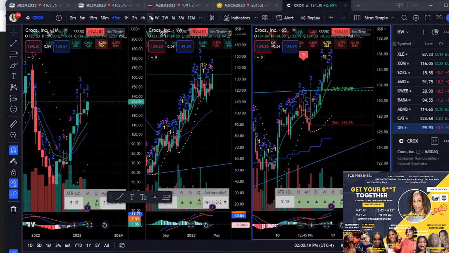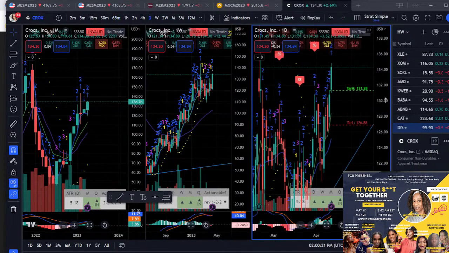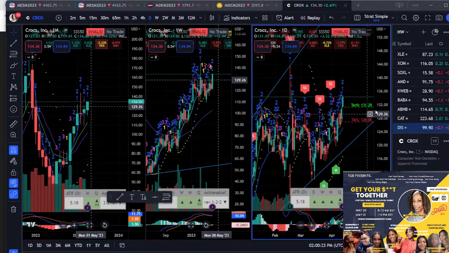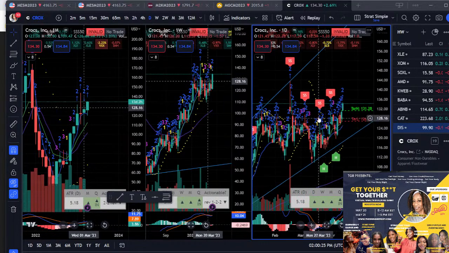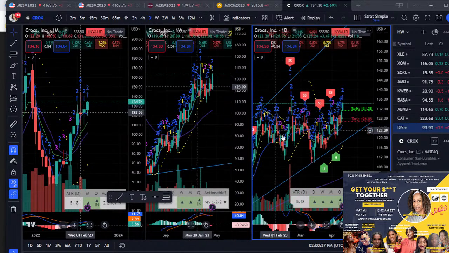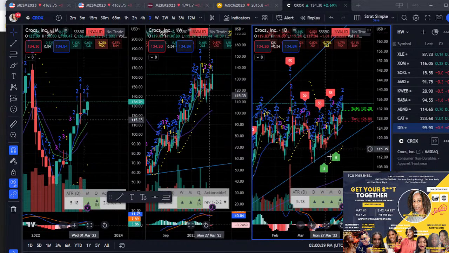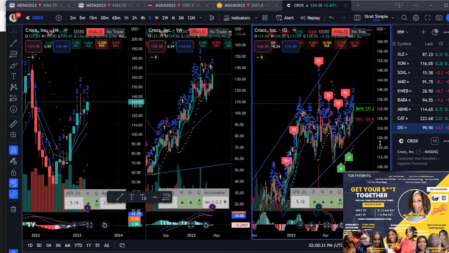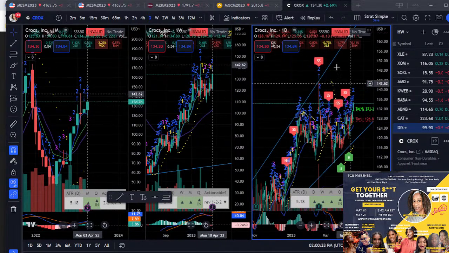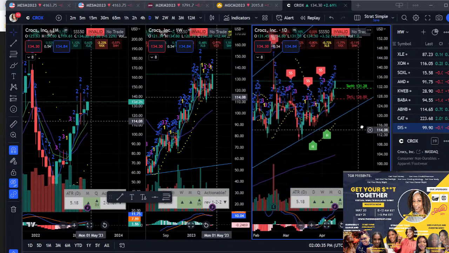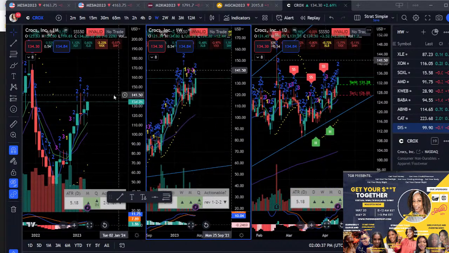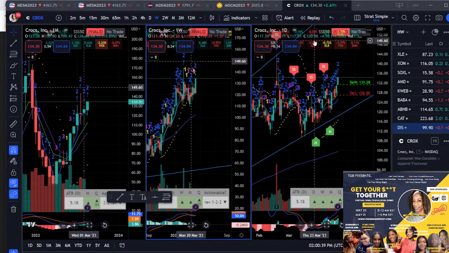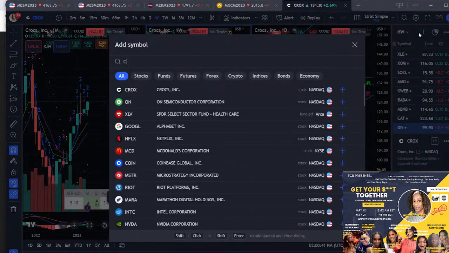Oh, that's on the 65. I'm saying, like, why does it look like that? On the daily, yes, it looks like it's breaking out of this range of madness right here. This is such a chop range, but it looks like it's finally breaking out of that. So, I like Crocs, y'all. It's a good call. Put that on the homework.